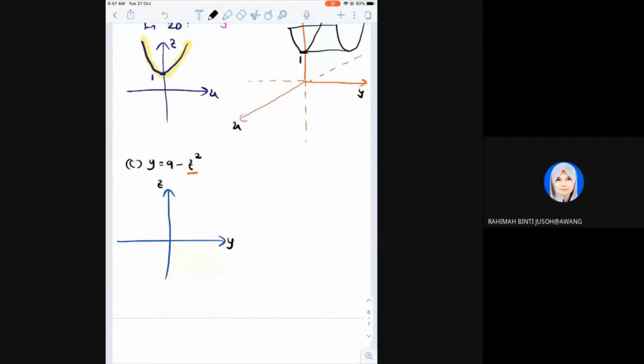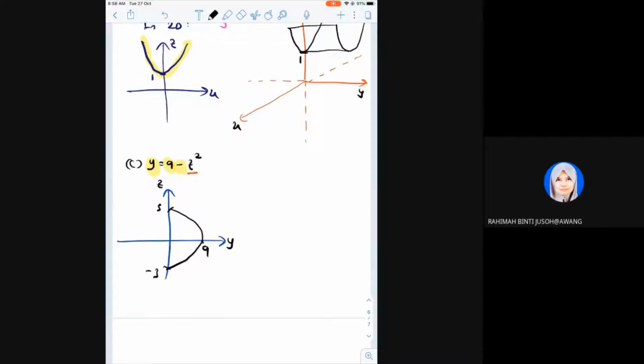Now, kita punya subjek adalah Y. So sama ada dia menghadap belah kanan ataupun belah kiri. Sekarang ni dia negatif. So dia menghadap belah mana? Kiri. Lepas tu dia ada plus 9 kan? Ya, dia ada plus 9 ni. Okay, so we will have a curve like this. Here is 9. So 3, negative 3.